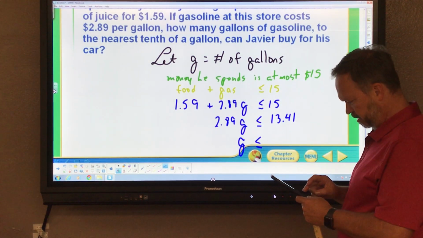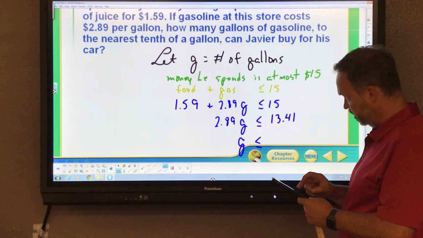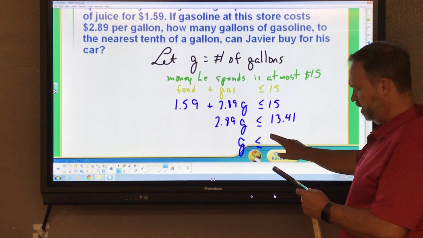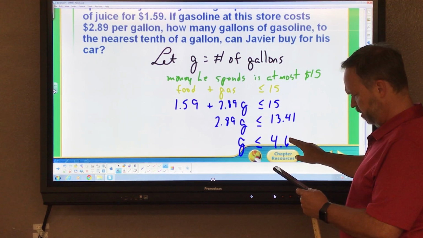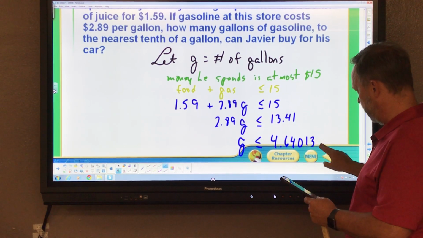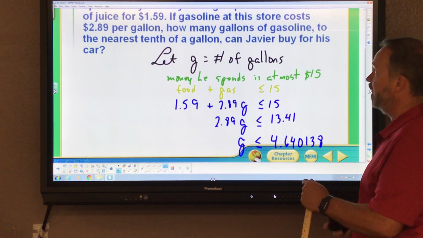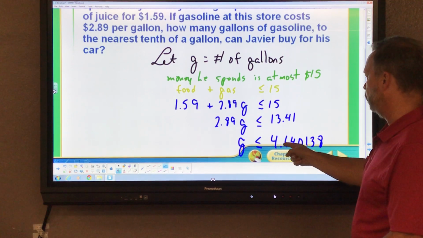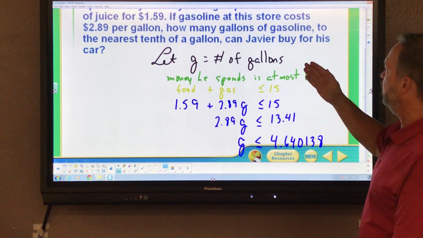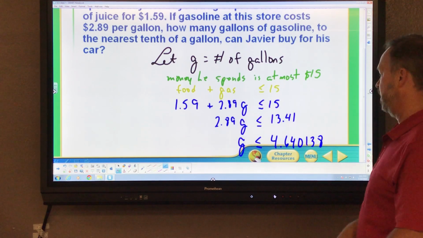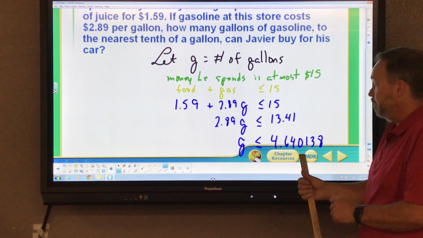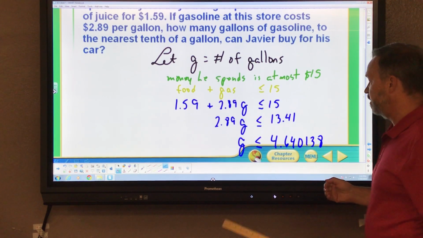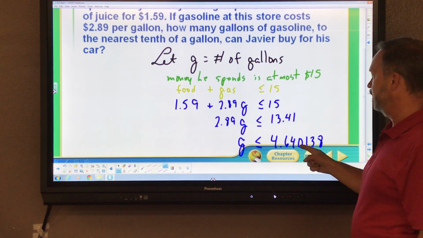But I'm going to do the $13.41 divided by the $2.89. And I'm going to write this so that we see it, 4.640138. That's the answer that I got just now when I did that. So when I did that, I get gallons is less than or equal to 4.64 and so on. So how many gallons of gas can he buy to the nearest 10th? Well, he could buy 4.640138, but to the nearest 10th, he can only buy 4.6.